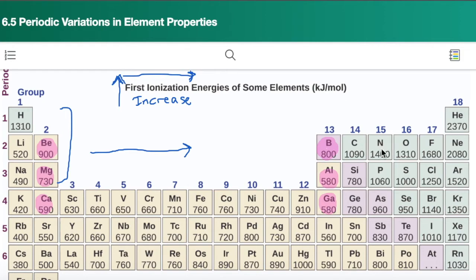So we also mentioned a dip going from group 15 to group 16. So boron to carbon, we're getting larger. Carbon to nitrogen, we're getting larger. But then nitrogen to oxygen, we do go down a little bit before we increase again for fluorine and for neon. We do see a dip going from nitrogen to oxygen rather than the increase that we had been seeing and that we see again afterwards.